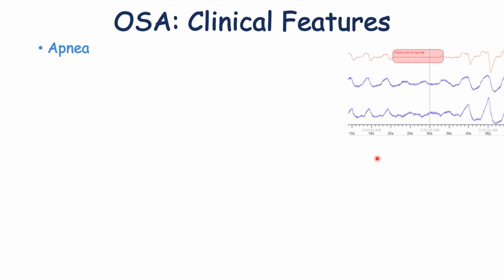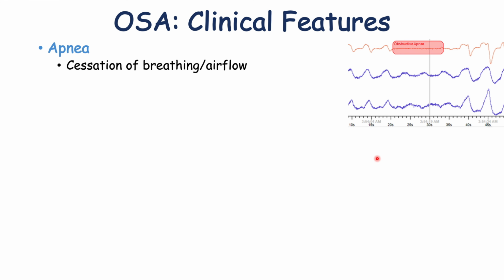Now let's talk about clinical features of obstructive sleep apnea. As we have talked about previously, we're going to see episodes of apnea, and we're also going to see episodes of hypopnea, but we're going to more specifically focus on the episodes of apnea here. Apnea is again a cessation of breathing or airflow. In the case of apnea, there is greater than 90% anterior to posterior airway collapse. So it's a significant decrease in airflow.